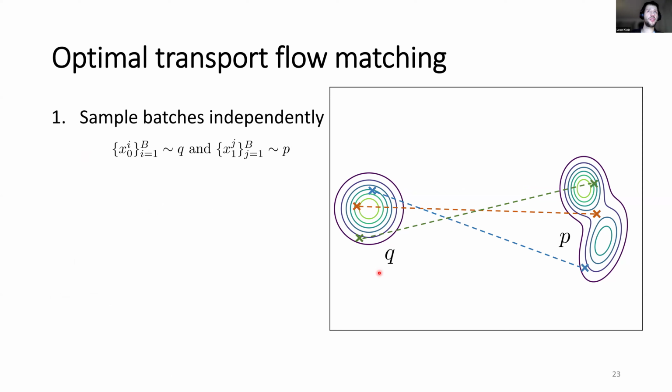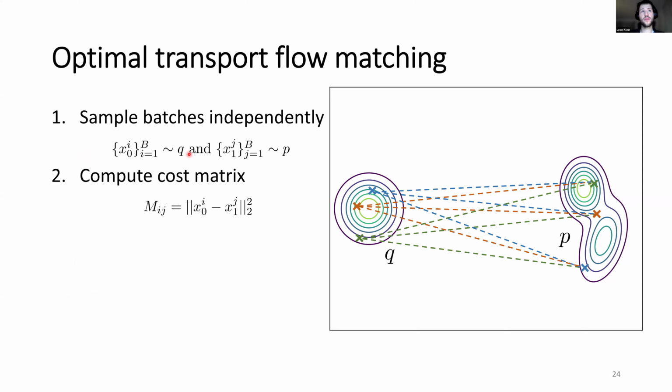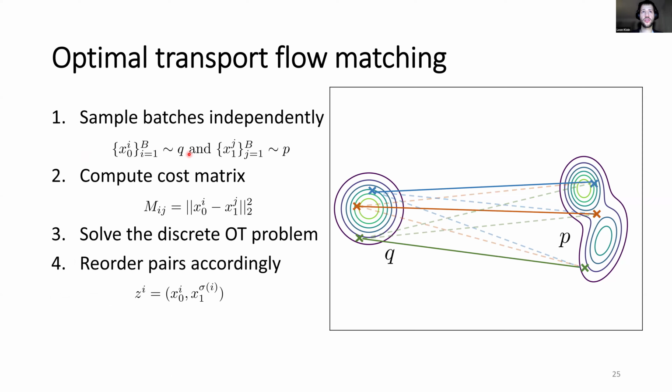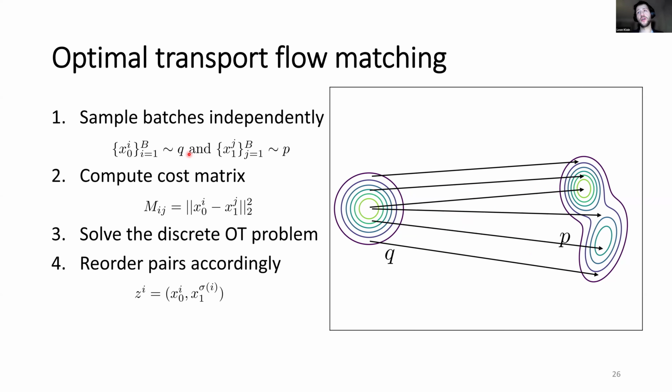I will explain this now a little bit. So the start is the same. We sample batches independently of prior samples, target samples. Then, however, we compute all possible connections and the distances to get the cost matrix. And this we then use to solve the corresponding optimal transport problem and reorder the pairs accordingly such that the distance is minimized. And these are then used for training, and this usually results in much straighter integration paths.